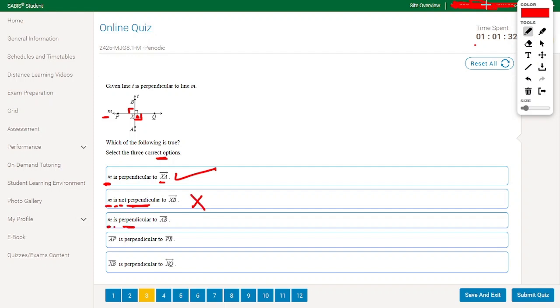M is perpendicular to AB. Where is AB? This AB. And M is perpendicular, the angle between them at the intersection is 90, so it is the right answer.